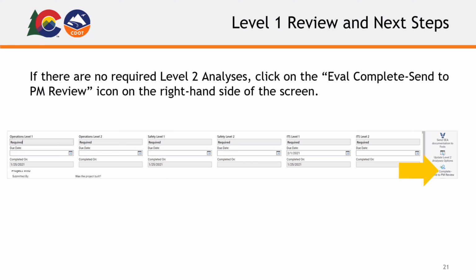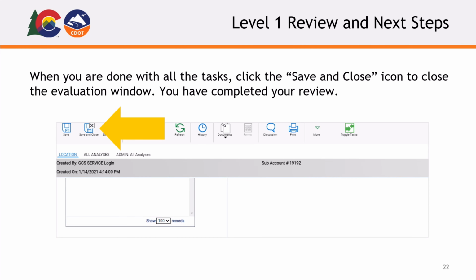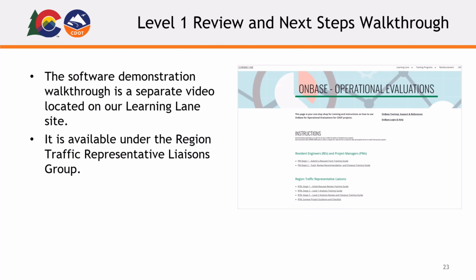If there are no required Level 2 analyses, click on the Eval Complete, Send to PM Review icon on the right-hand side of the screen. When you are done with all the tasks, click the Save and Close icon to close the evaluation window. You have completed your review. The software demonstration walkthrough is a separate video located on our Learning Lane site. It is available under the Region Traffic Representative Liaisons group.